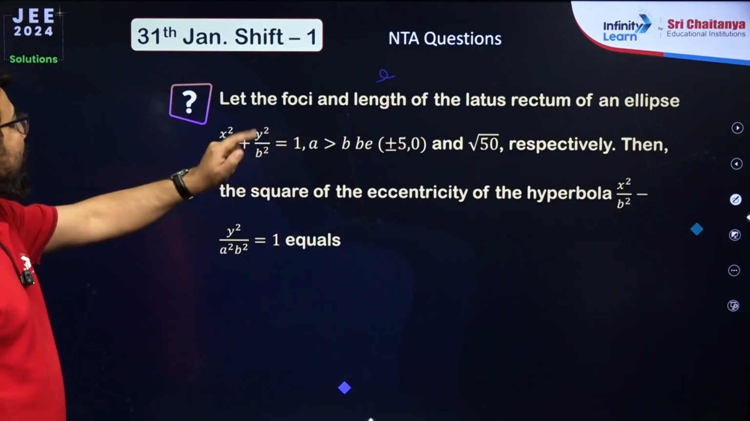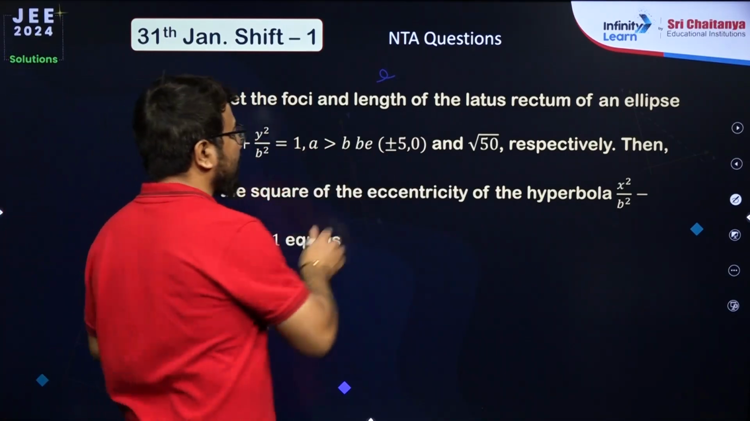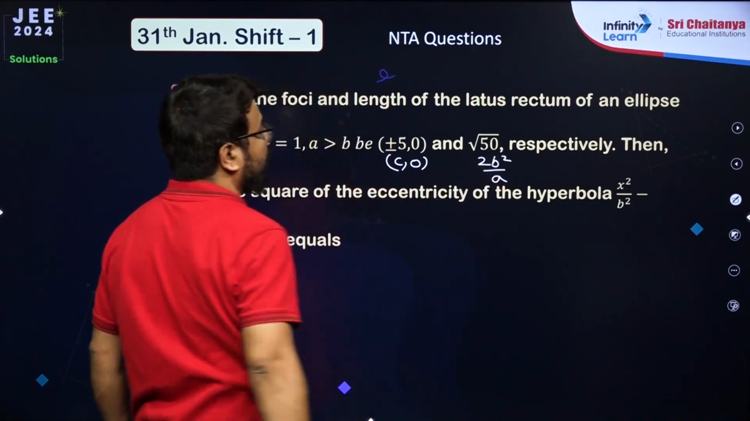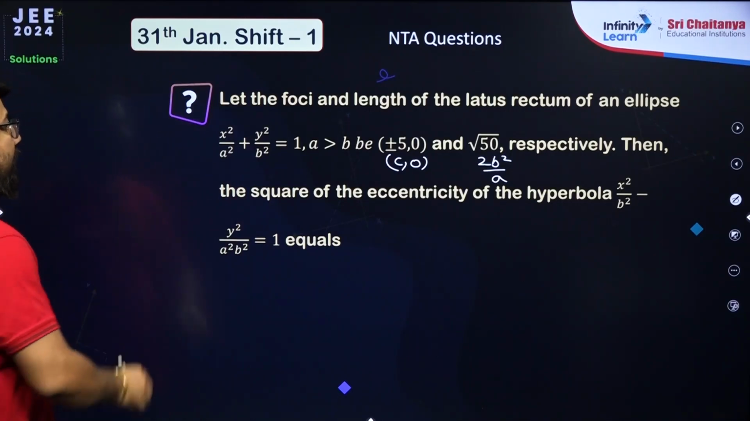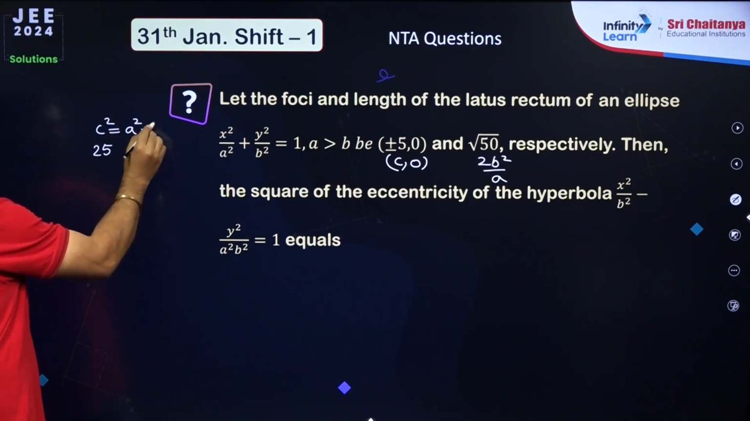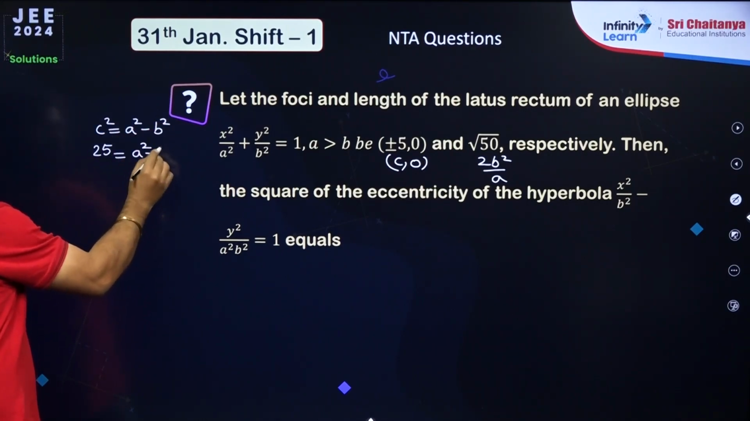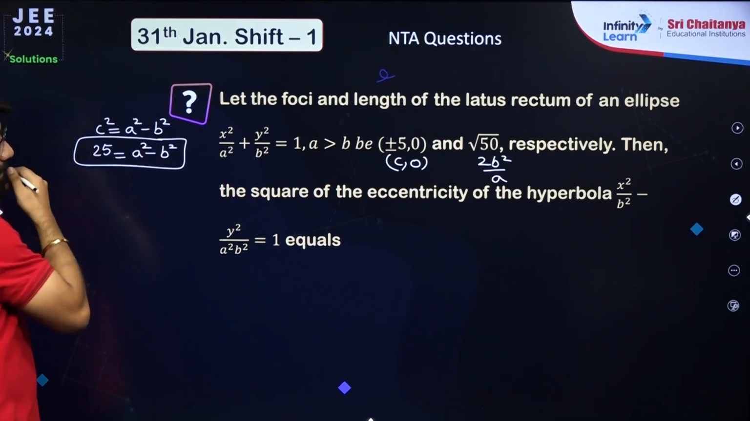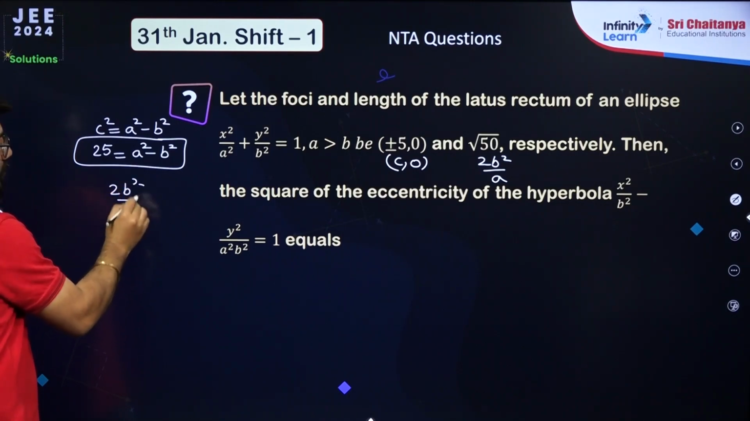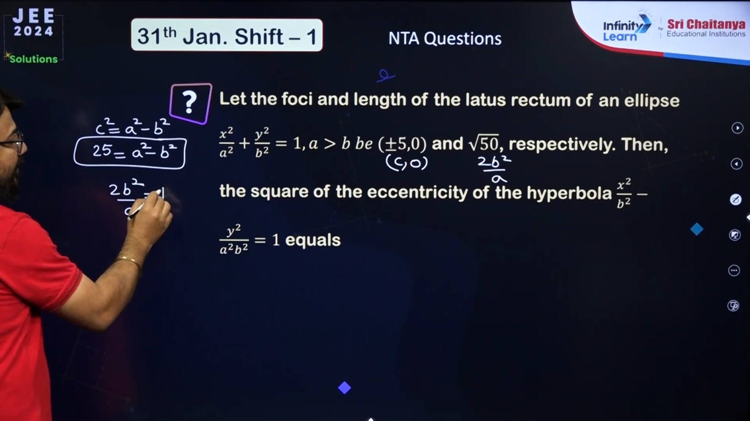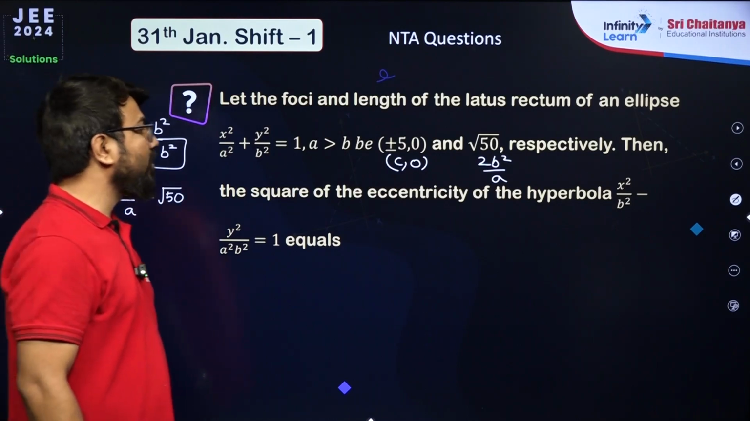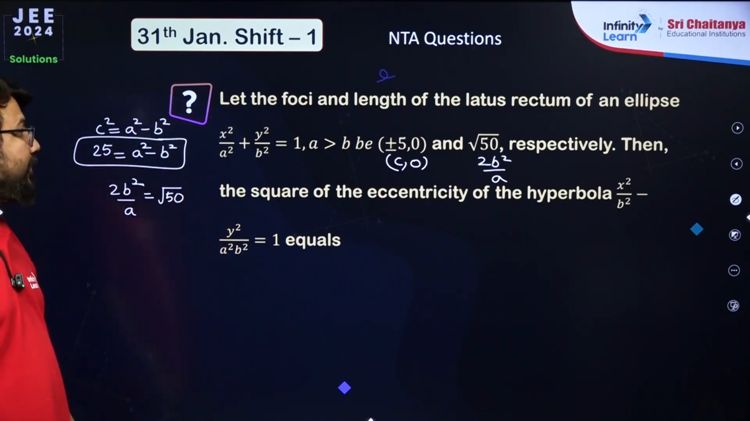Let the foci and length of LR of the ellipse be this. So this is focus and this is length of LR. Okay, and here 25 will be c square is a square minus b square. This is the first relationship. Okay, and 2b square upon a is root 50. Root 50 can be written as 5 root 2. Alright. Then the square of eccentricity of this hyperbola they are asking.